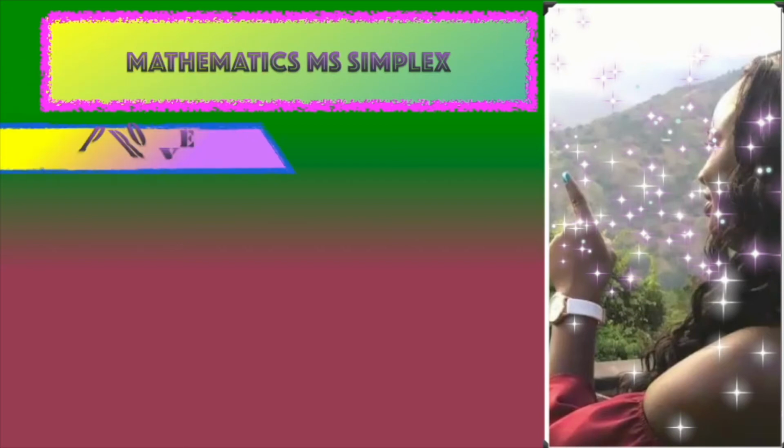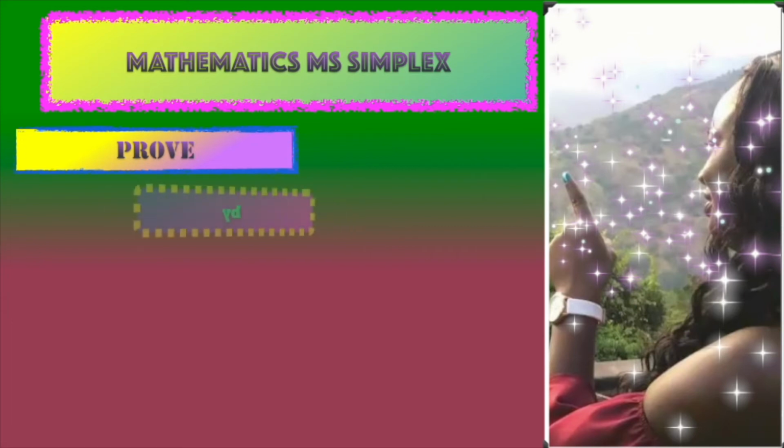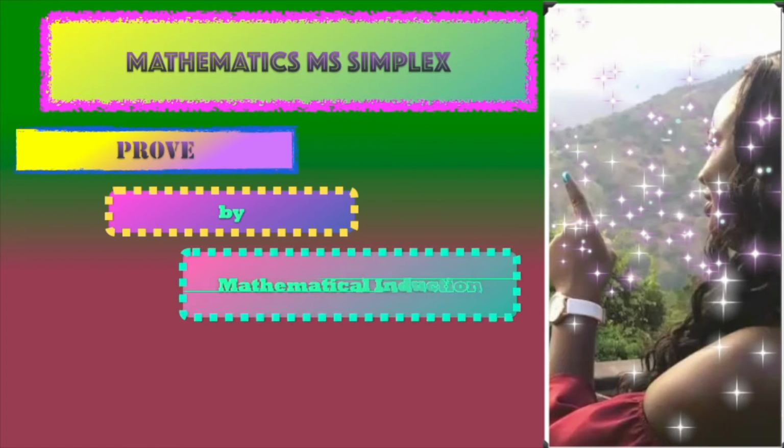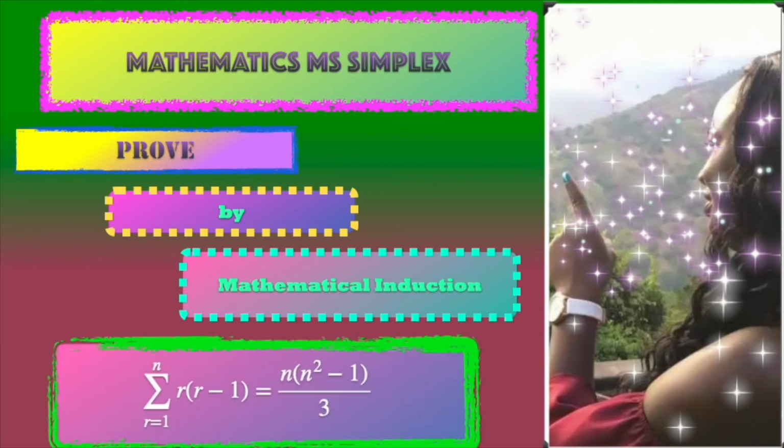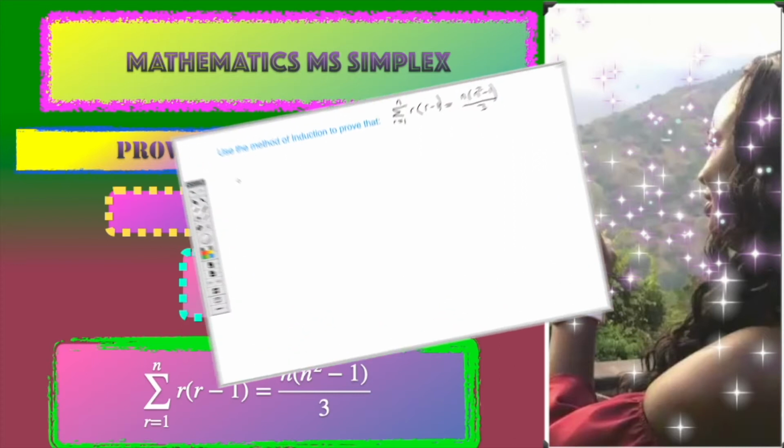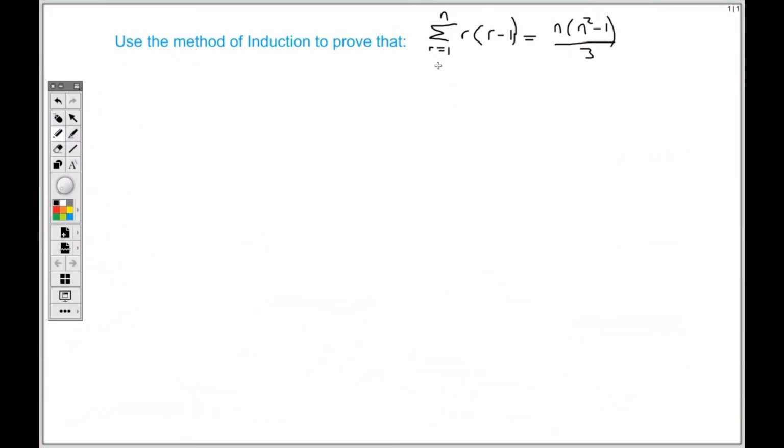Welcome back, guys. Today I'll be doing mathematical induction, proving that the summation from 1 to n of r times (r minus 1) is equal to n open bracket n squared minus 1 all over 3. Let's get started. Here, using the method of induction to prove that the left-hand side is the same as the right-hand side.